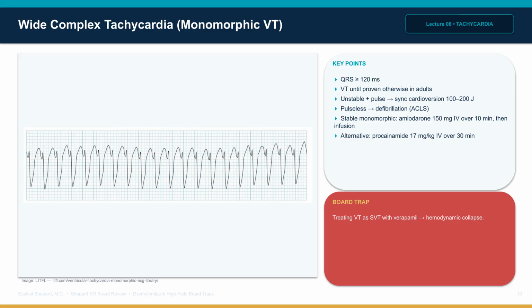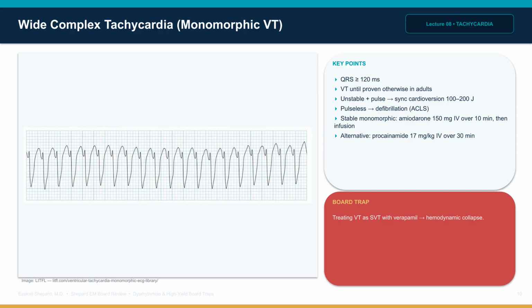Wide complex tachycardia with QRS 120 milliseconds or greater is ventricular tachycardia until proven otherwise in adult patients with risk factors. Unstable patients with a pulse get synchronized cardioversion, 100 to 200 joules biphasic. Pulseless ventricular tachycardia gets defibrillation in the ACLS arrest algorithm. Stable monomorphic VT may be managed with amiodarone, 150 mg intravenous over 10 minutes, then infusion, or procainamide, 17 mg per kilogram intravenous over 30 minutes.